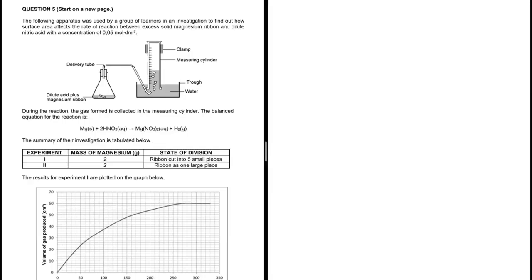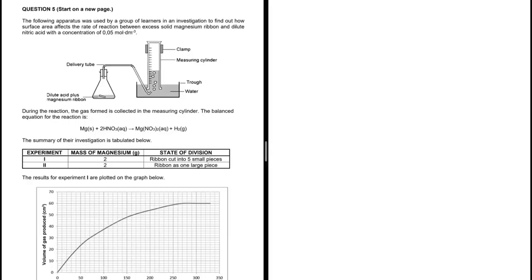We need to read off these values here. So from 40 to 50 we have 1, 2, 3, 4, 5. So it means that one block is 2 units. This will be 42, 44, 46, 48, 50. So it means that here at 120 seconds, we have 42. And at 150 seconds, we have 48.